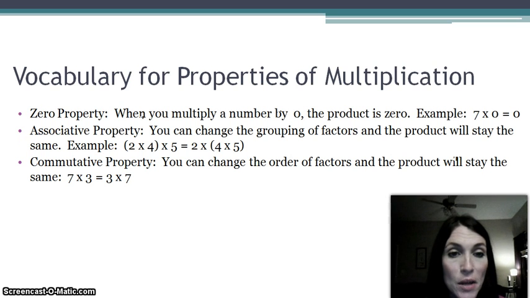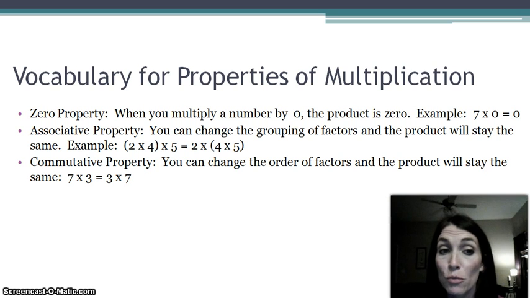Zero property. When you multiply a number by 0, the product is 0. For example, 7 times 0 equals 0. That's the zero property. Associative property. You can change the groupings of factors and the product will stay the same. For example, we have 2 times 4 in parentheses times 5 is equal to 2 times 4 times 5 in parentheses. This is an example of the associative property.